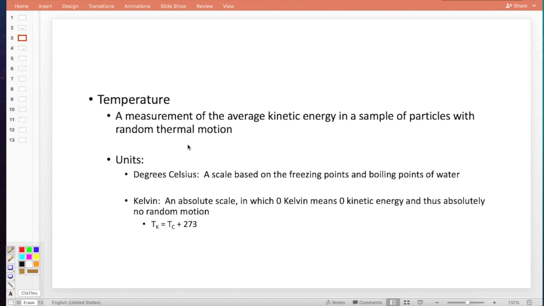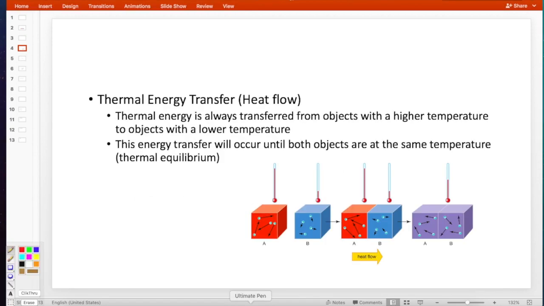And once again, we're talking about the motion, the random motion of tiny particles in a substance. Another important distinction between temperature and thermal energy is that thermal energy is a type of energy, so it can be transferred between objects. It can flow. We talk about heat flowing from one substance to another.